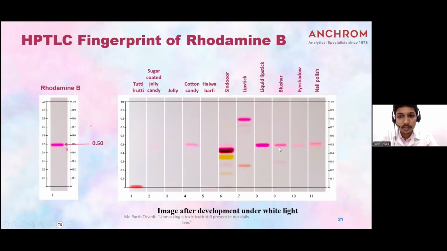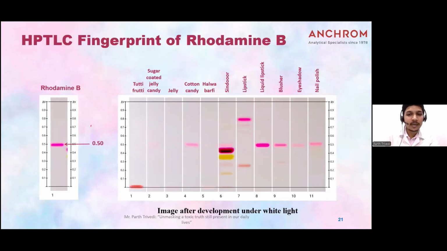Also in blusher, eyeshadow, and nail polish. You can see other bands also, but these are some different dyes. But these all are coming at the 5 RF. These contain rhodamine. While you can see this all, what I'm saying about.